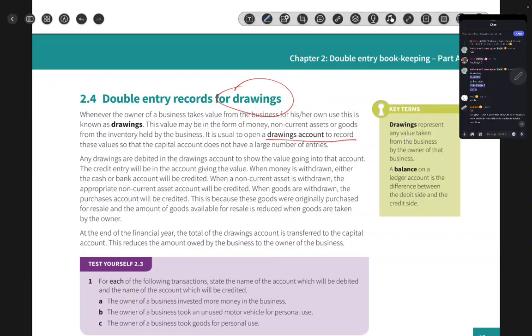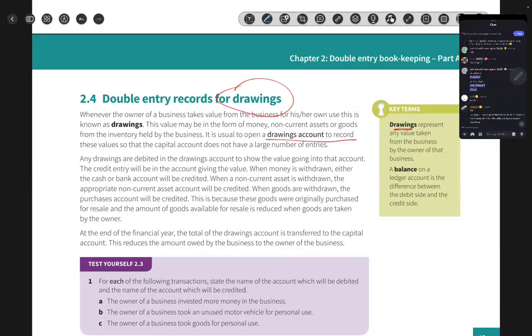Drawings represent any value taken from the business. Now any value means that it can be in the form of money or in the form of goods, or literally anything. Let's just say you have a furniture in your business office and you're like, okay, I like this, I'll take it home. You can, but you're gonna have to record it. Any value taken from the business by the owner of that business. So if I'm the owner and I take anything from my business, it's going to be drawings.